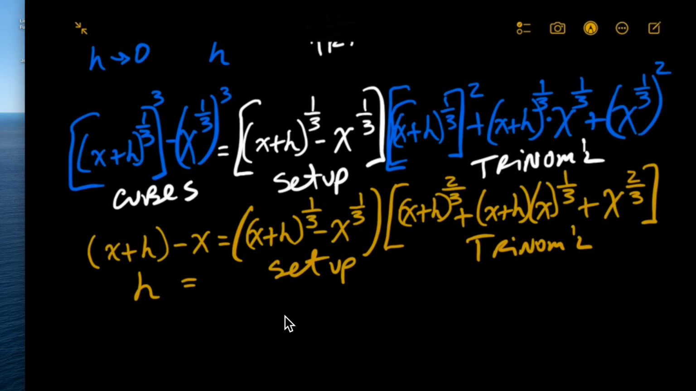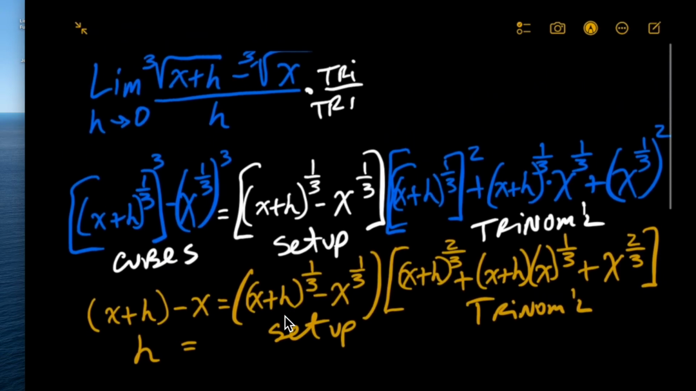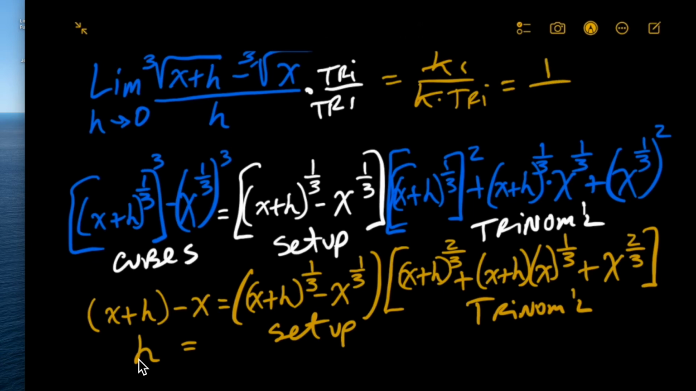Folks, if we multiply the setup times the trinomial, what do we get? The setup times the trinomial equals this. And what does this equal? H. So on the top here, we're going to have H. On the bottom, we're going to have H times the trinomial. And look at those H's, they cancel out. So our limit is going to be 1 over the trinomial.